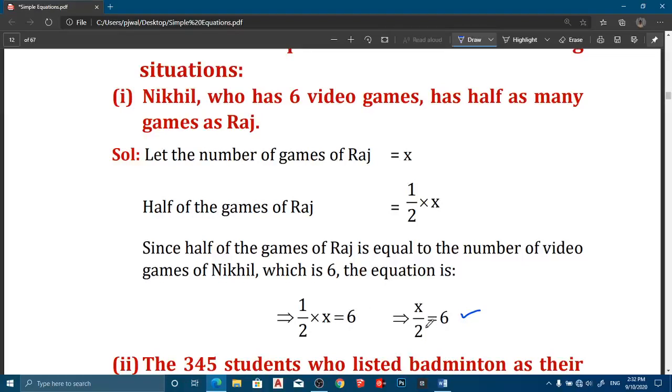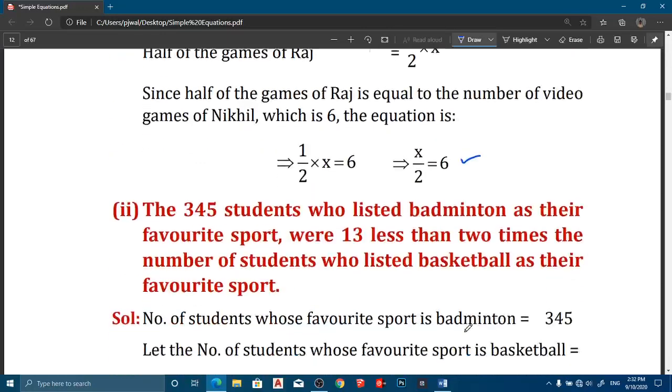How many games does Raj have? Half of that value is nothing but equal to the 6 video games of Nikhil. So that is the problem. Next.